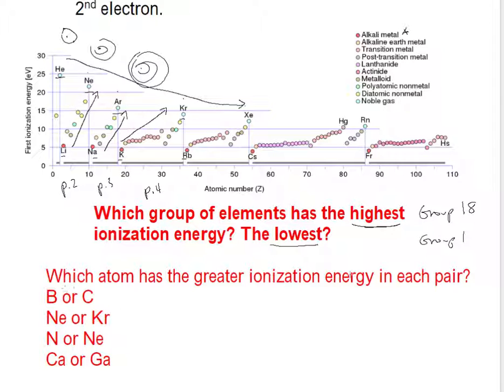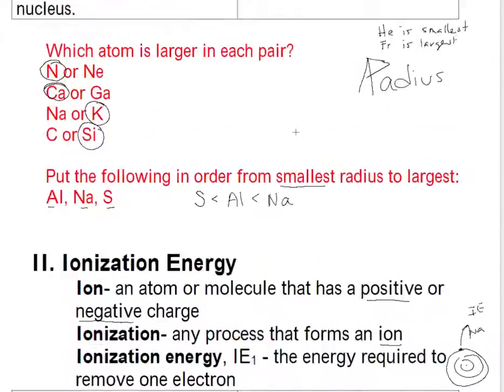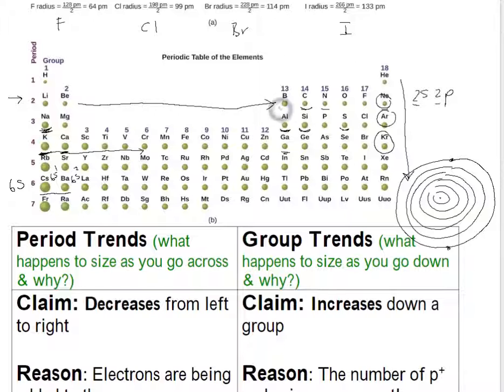Which atom has the greater ionization energy in each pair? Boron compared to carbon. We have to look at where it's at. Boron is farther to the left, so boron is here. Carbon is here. Boron is bigger, so it's going to have a lower ionization energy.